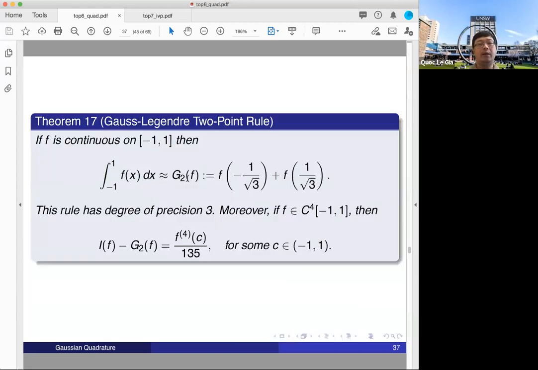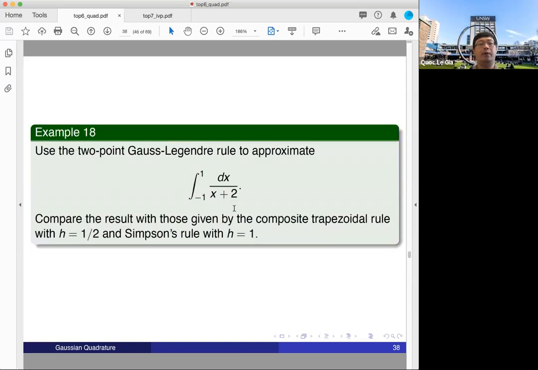And so this can be put in this format: the integral from minus 1 to 1 is approximated by f of minus 1 over root 3 plus f of 1 over root 3. So the weights are 1. We don't have to prove this, but it can be shown that the error, the exact integral minus the quadrature, equals the fourth derivative at some point over 135. We are not going to prove it.